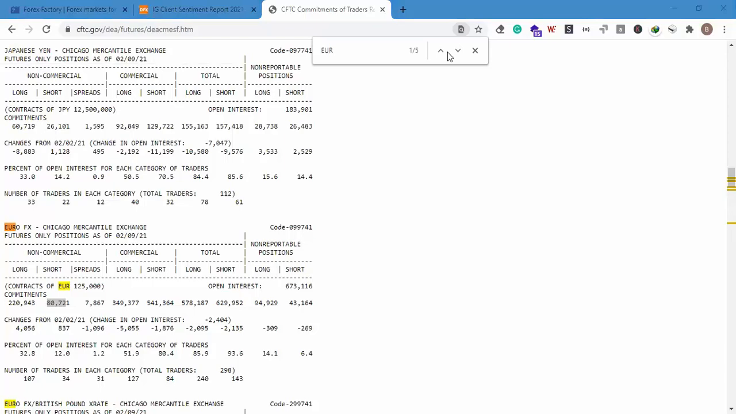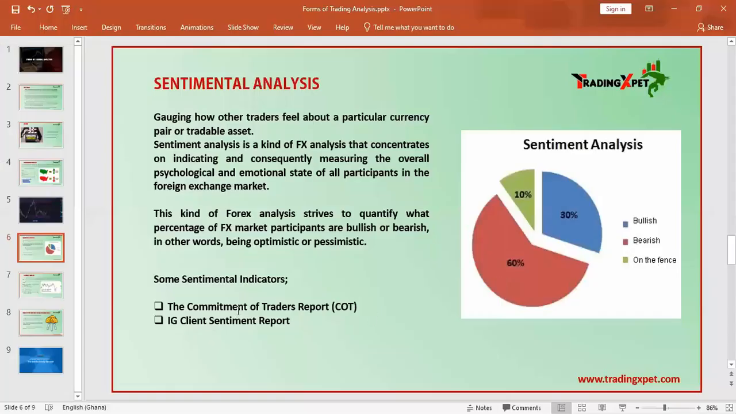Okay, so let's go back to the slide. So that's for sentimental analysis. It just tells you the general picture, how many people are buying, how many people are selling, and stuff.